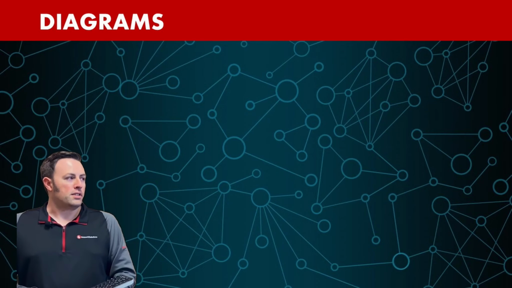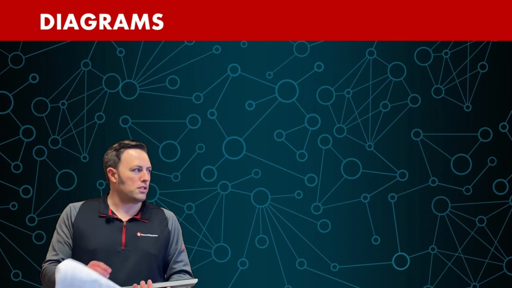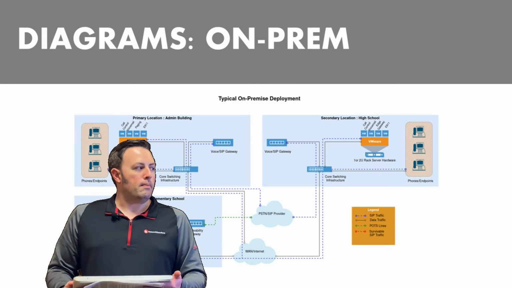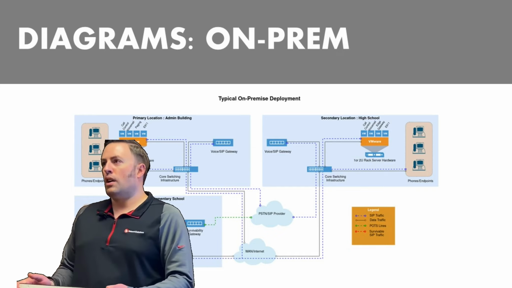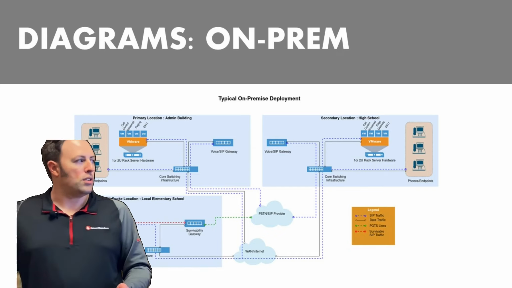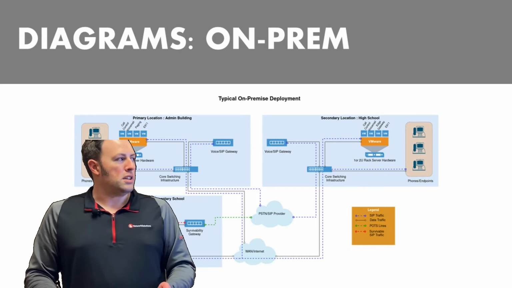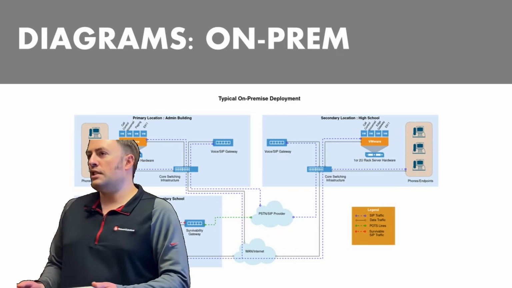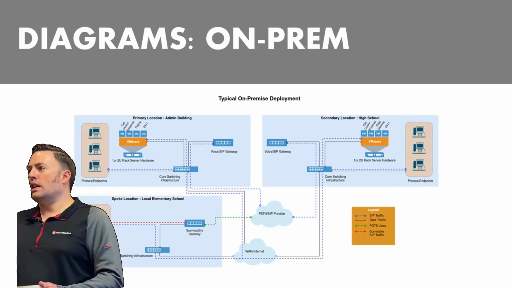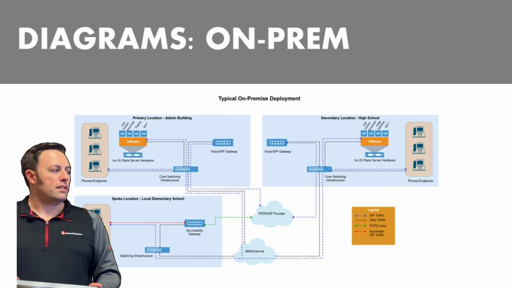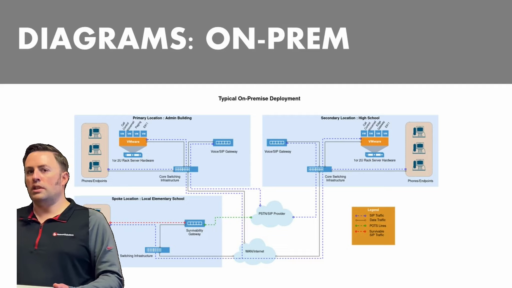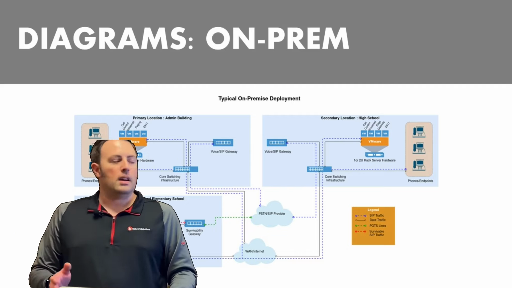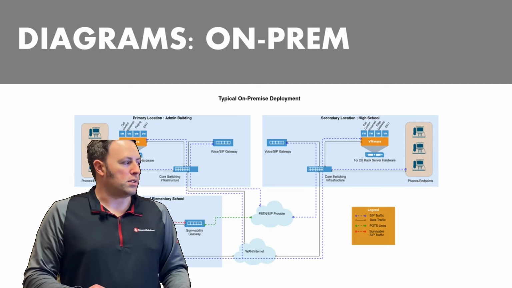Okay, here's some drawings. There's a lot going on here. This would be a best practice design for an on-premise system, and this is a generic school district. We've got a primary and a secondary location, and in this model, these would be a hub. And then we've got a local elementary school that probably feeds into a middle school, into a high school. There's more of them, and so this would be your typical spoke.